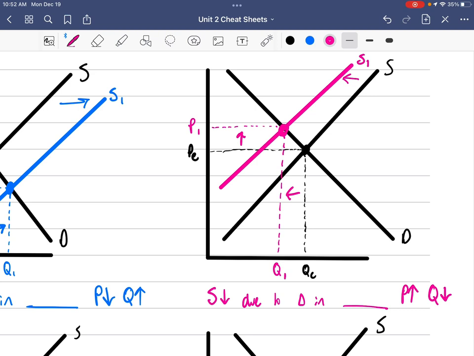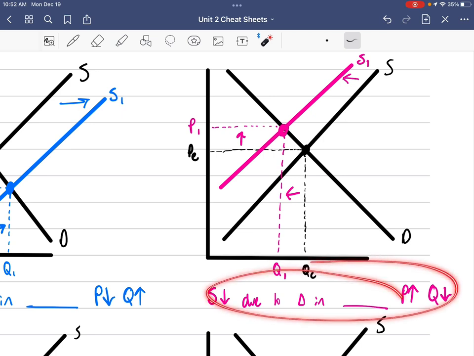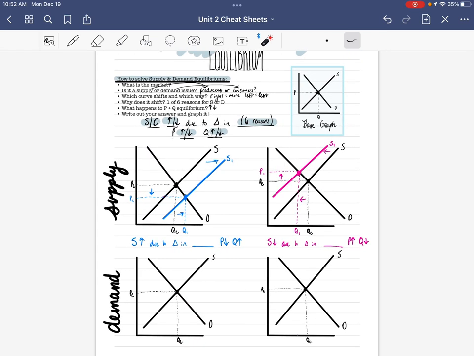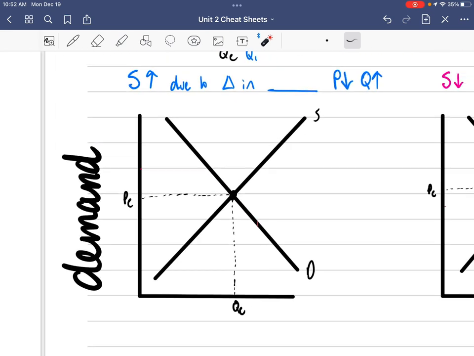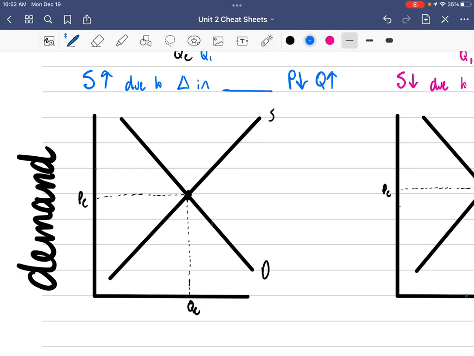This is exactly what your graph will look like, and this is exactly how you will answer. And that's supply. All right, so let's take a look at demand. For demand, we're going to have increase and decrease color. I'm going to get them right this time. Let's do blue as an increase.